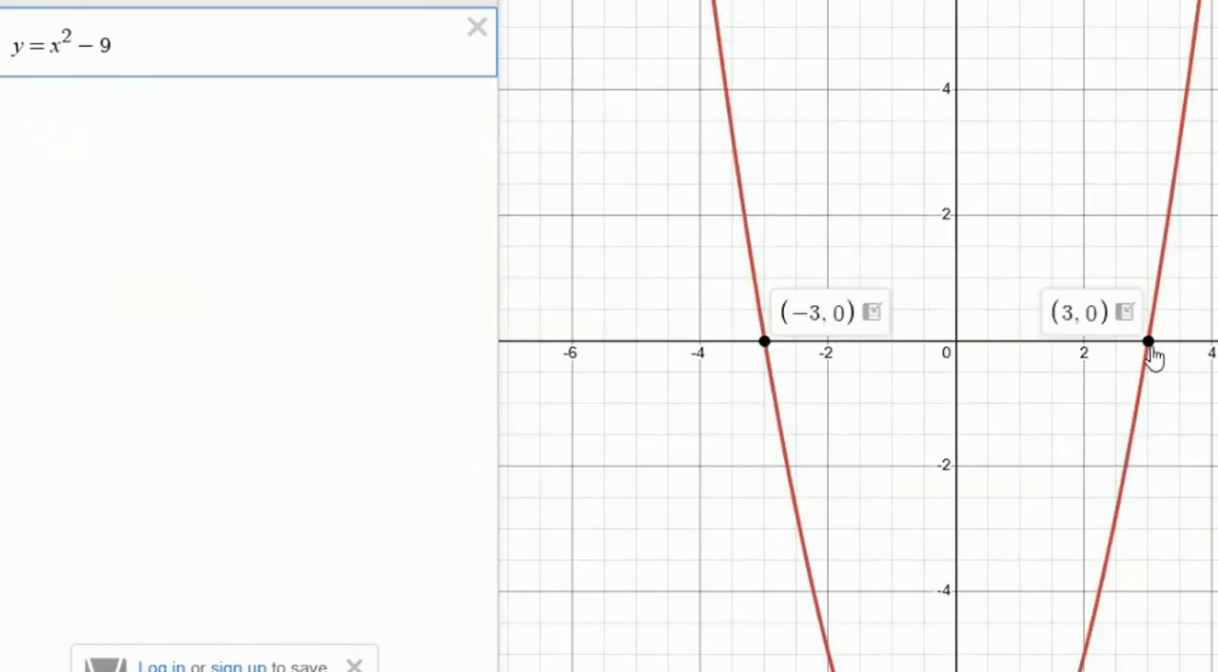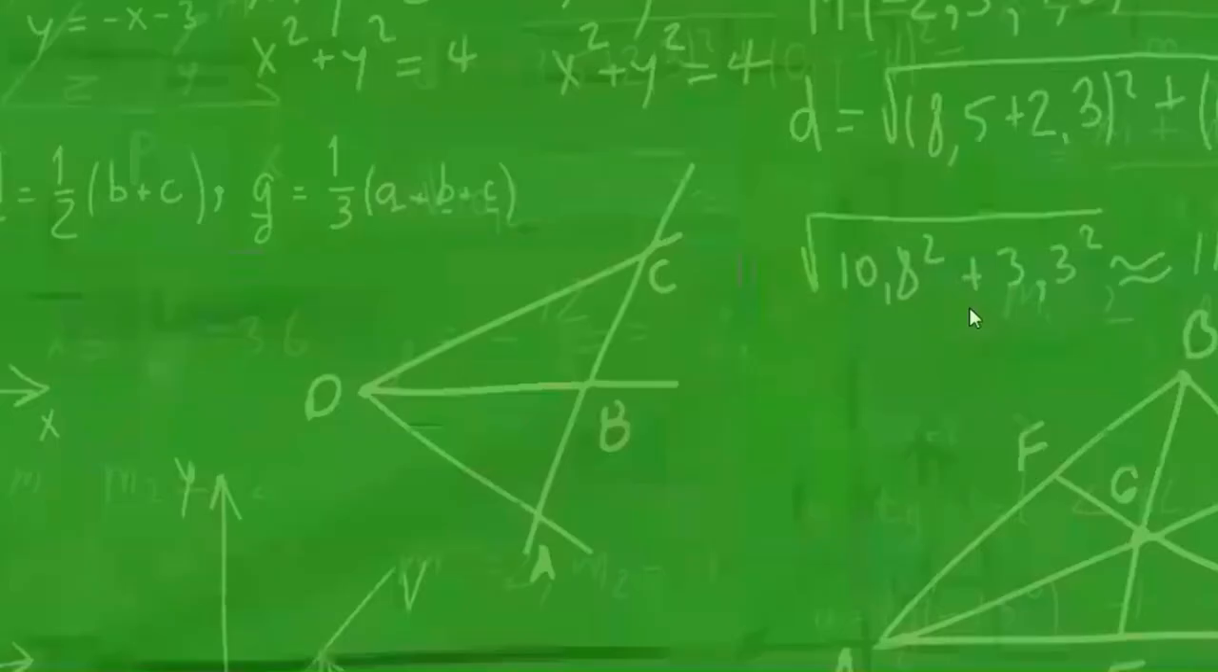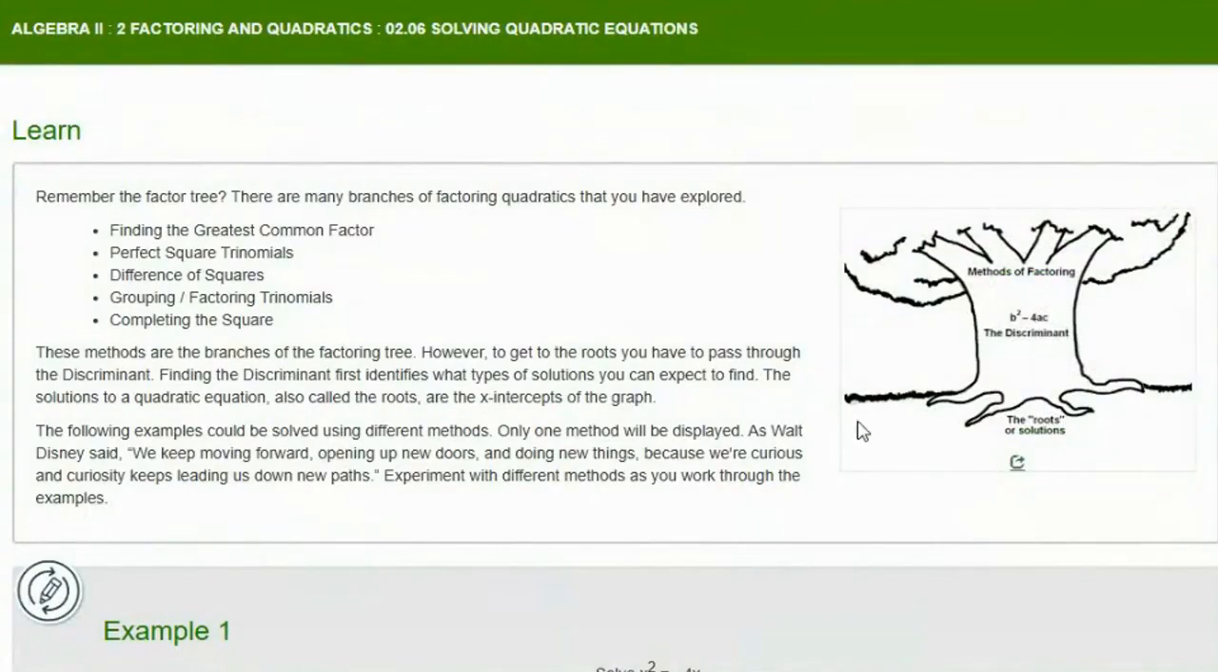Where did it cross the x-axis? What are the roots, the x-intercepts, the solutions? Like I said, those are all three the same thing. The x-intercepts, solutions, and roots of this equation are all right there at x equals negative 3 and 3. So that's three different ways we solved that one problem of x squared equals 9. And really, it's a matter of which one you prefer, which one you are most comfortable with.